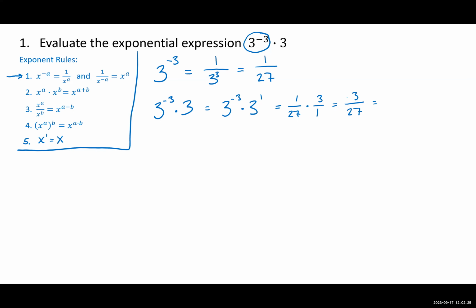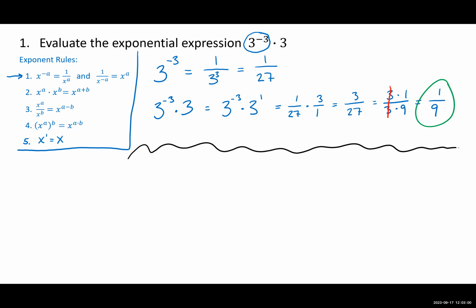Now we have to reduce this fraction. So 3 is equal to 3 times 1, and 27 is equal to 3 times 9. They both have 3 as a factor. So 3 over 3 equals 1, so they cancel. Right, and we're left with 1 over 9. All right, so that'll be the final answer. Let's circle this in green. Now, I mentioned there's usually more than one way to solve a problem.